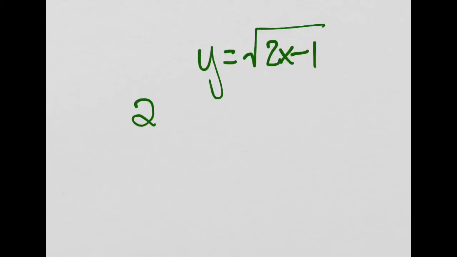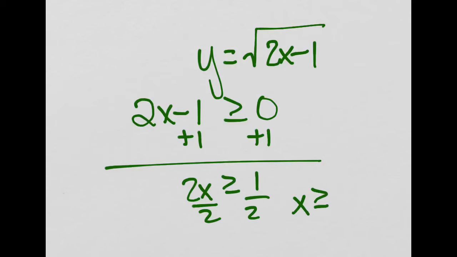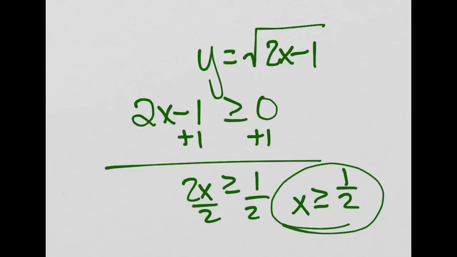So let's try one more. If I have y equals the square root of 2x minus 1, I'm going to make that 2x minus 1 greater than or equal to 0. I solve for x, and I get 2x is greater than or equal to 1, divide by 2. X is greater than or equal to 1/2. That is my domain. So I've solved for the domain.